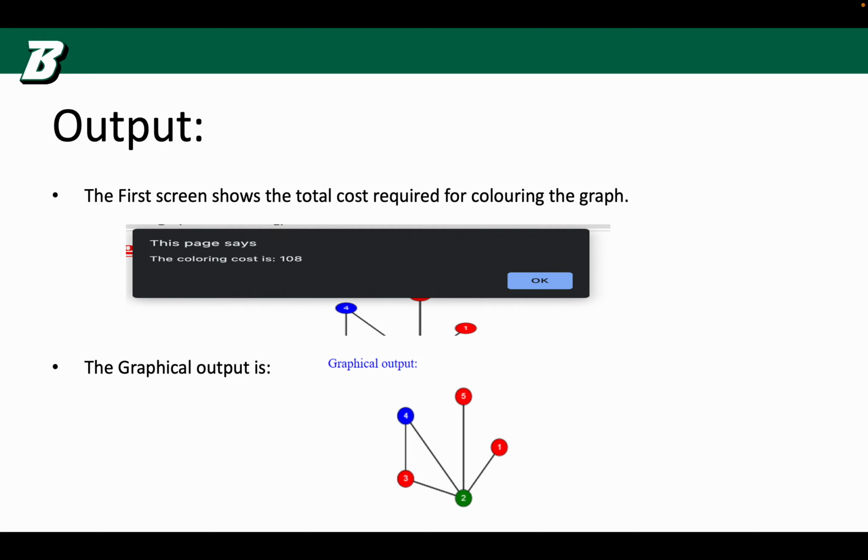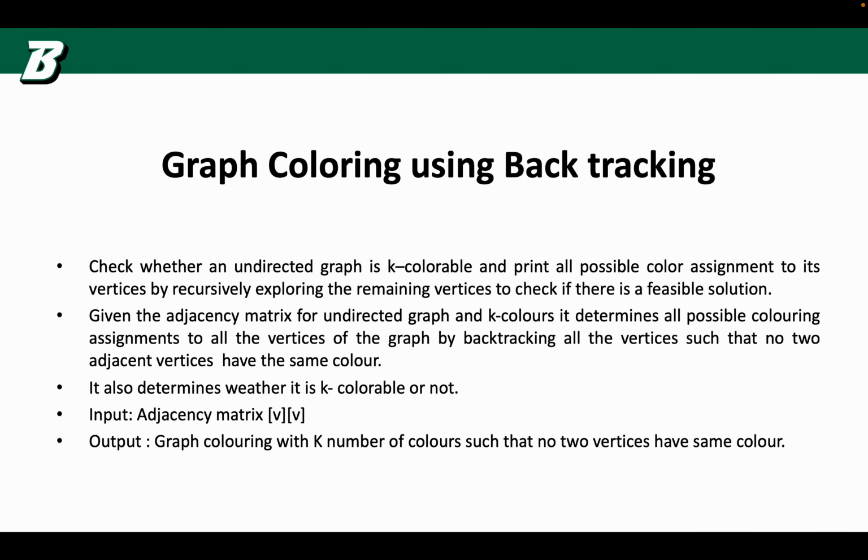And the second one is backtracking. My friend Santosh will continue with this. Hello everyone. Here our problem is graph coloring by using the backtracking technique. In backtracking we have an undirected graph and we have k colors.